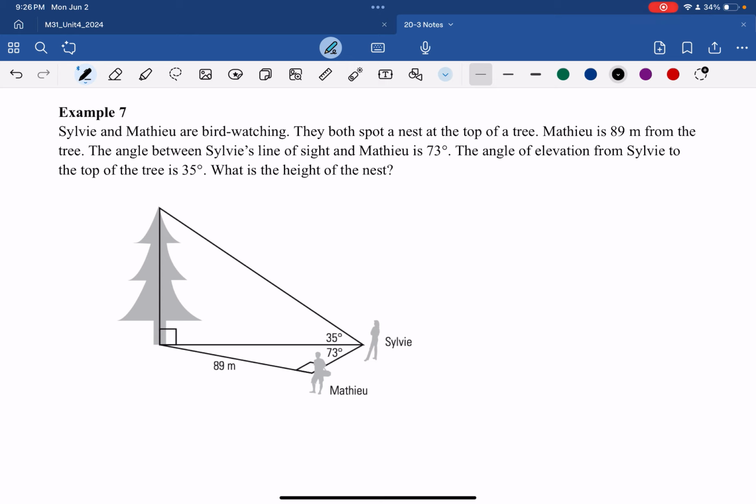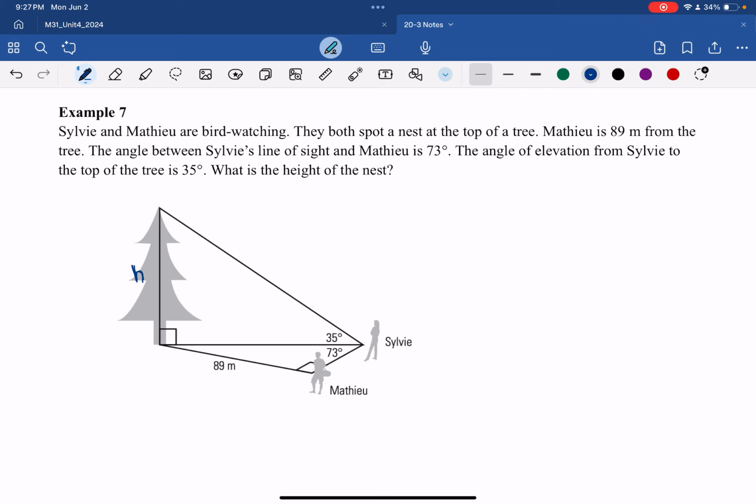So this one says Sylvie and Matthew are bird watching and they both spot a nest at the top of a tree. Matthew is 89 meters from the tree, and the angle between Sylvie's line of sight and Matthew's line of sight is 73 degrees. Then it also tells us the angle of elevation from Sylvie to the top of the tree is 35 degrees. It's asking us for what is the height of the tree. So I'm looking for the height here.